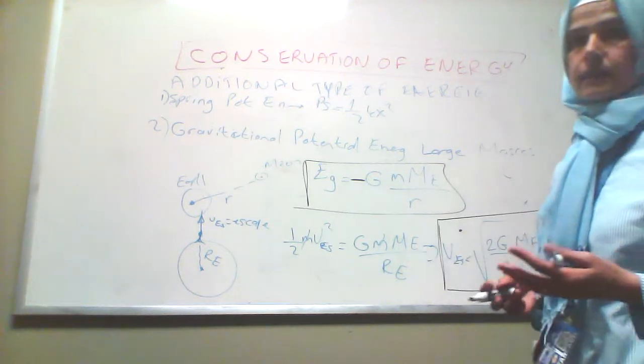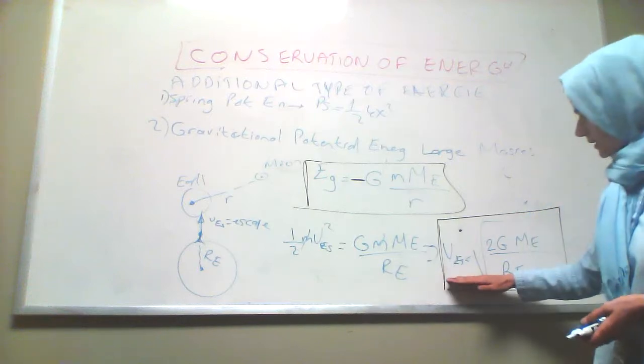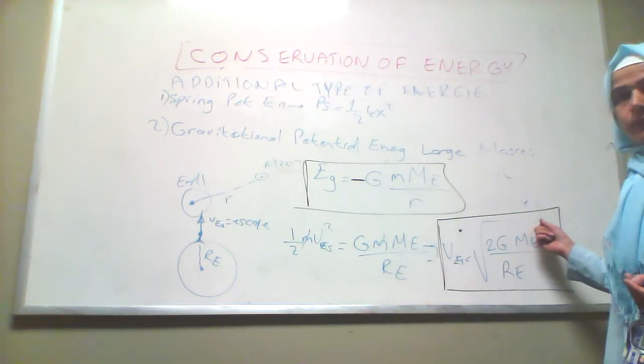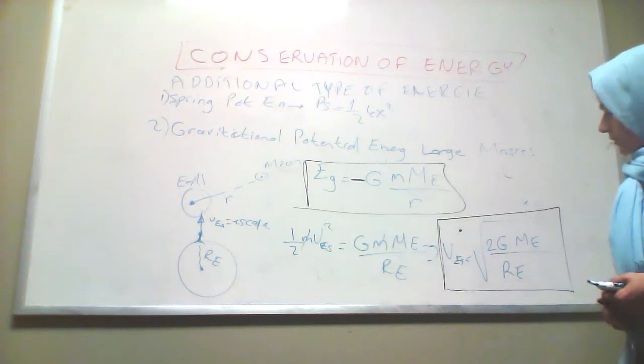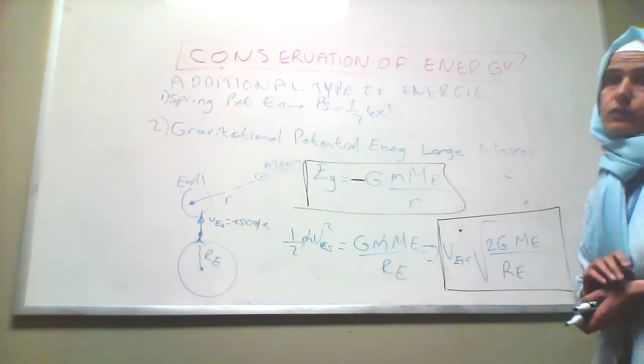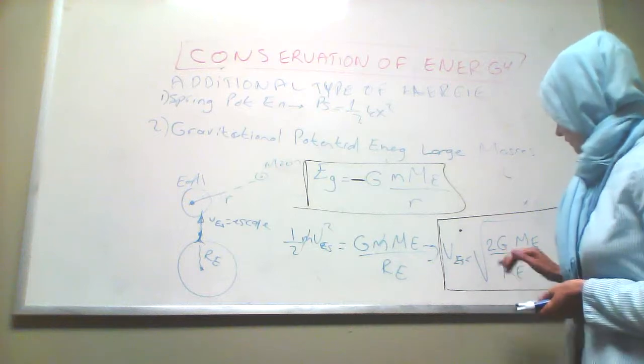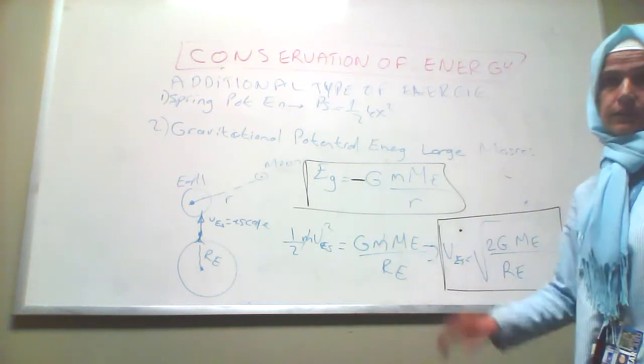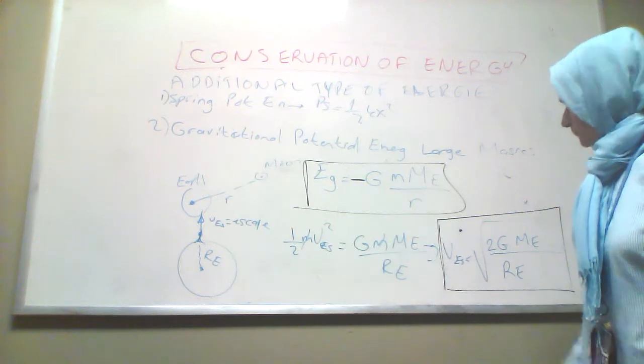For any celestial body it can be calculated. It's not dependent on the mass of the object. It depends on the mass of the planet and the radius of the planet. The universal gravitational constant is a constant. So we can do some problems involving escape velocities, and that's all.